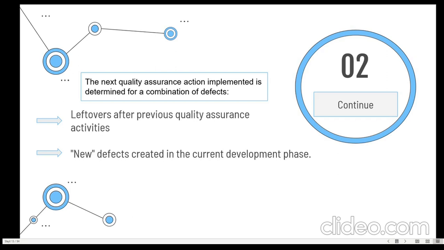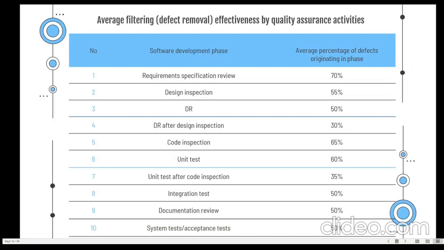The next quality assurance activity implemented is determined for the defect combination, that is, defects left over after previous quality assurance activities and new defects created in the current development phase. In this table, we see average filtering effectiveness by quality assurance activities, again based on Jones 2008 and Jones 2011 and Pressman and Maxim, also 2015.